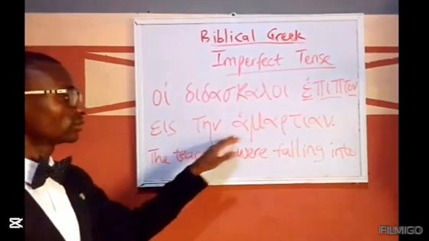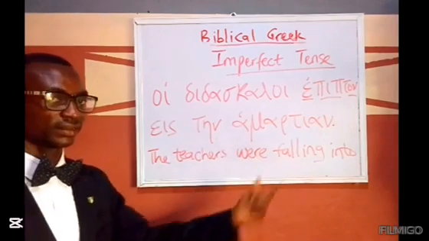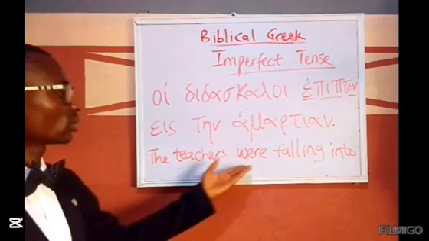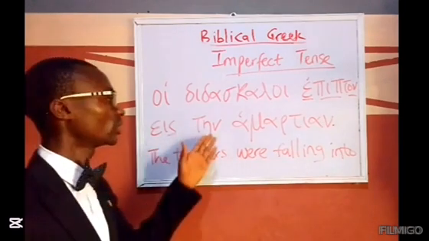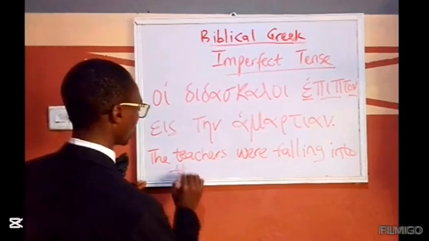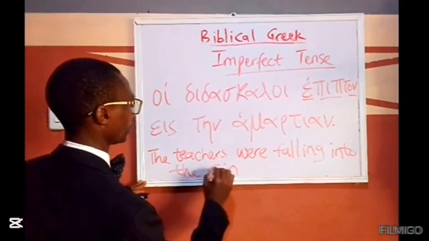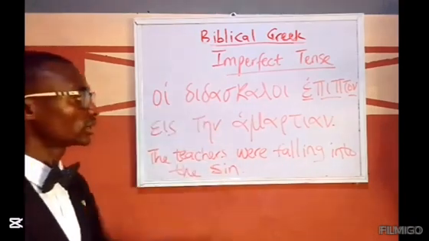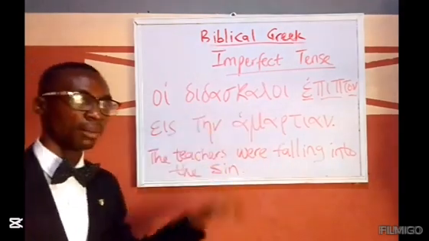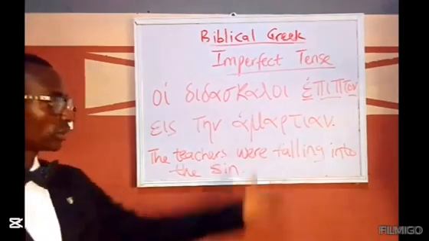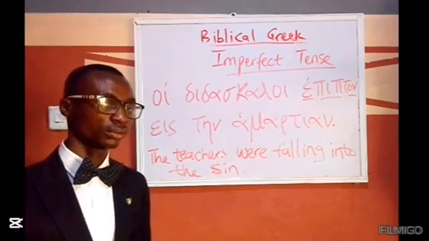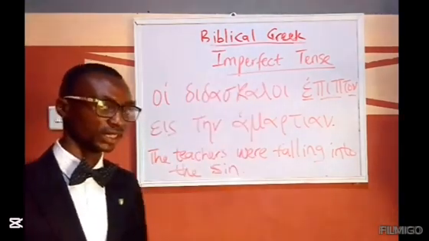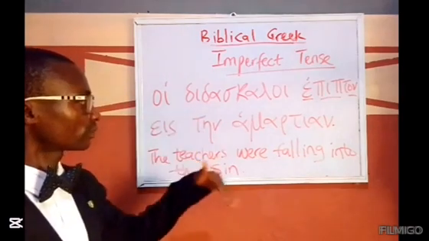We have ten hamartian, that's the sin. So in other words, the teachers were falling into sin, or falling into the sin, depending on the construction. So the teachers were falling into the sin. Hoi didaskaloi epipton eis ten hamartian. From this we develop hamartiology, that is the study of sin. So that's another typical example showcasing the imperfect tense in biblical Greek. So we have a good number of them.